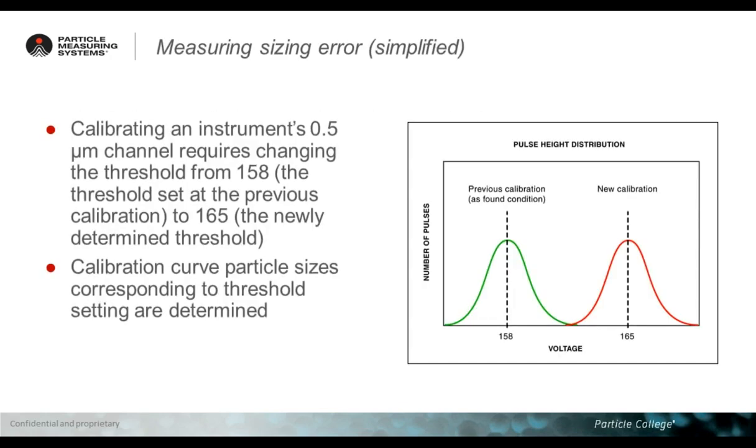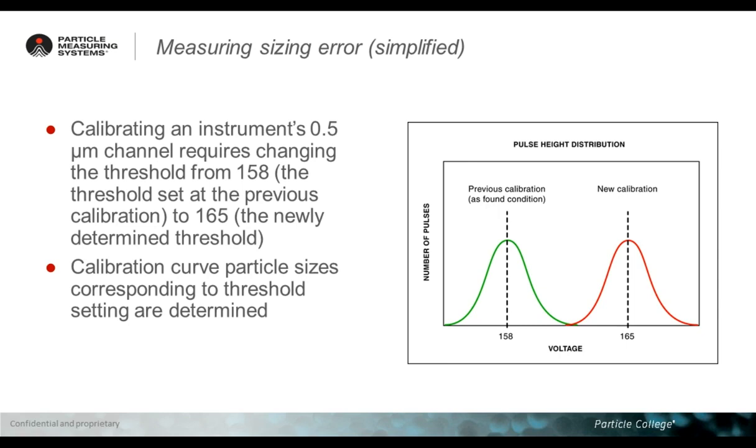In the next slide, you can see an example of an instrument's resulting curve with the previous calibration threshold at 158. This is just a number in bits, but it may be a voltage number in volts. The new one is 165. By comparing these two numbers and evaluating the difference with the Mie curve, we can understand what error the instrument is introducing in sizing correctly.